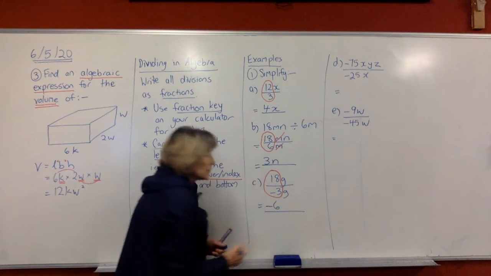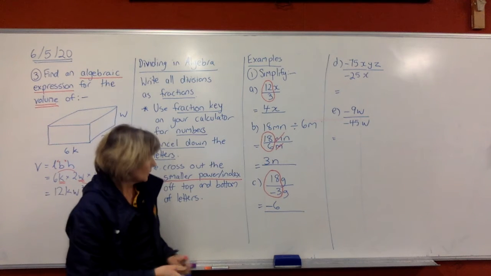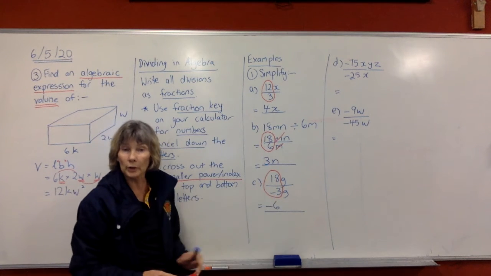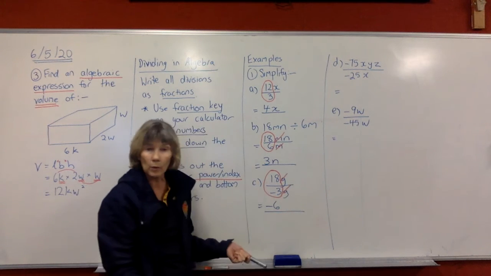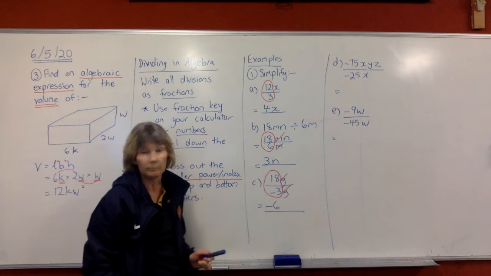Underline it so you can show it's up on the top of the fraction. Now you've got a G on the top and a G on the bottom. You can cross one G off the top and one G off the bottom. They're all gone, so we don't write any down.